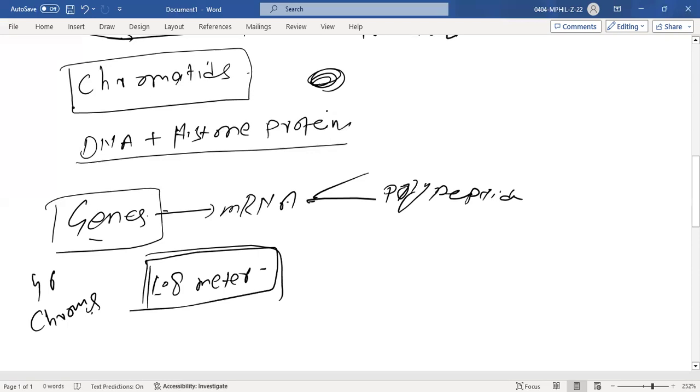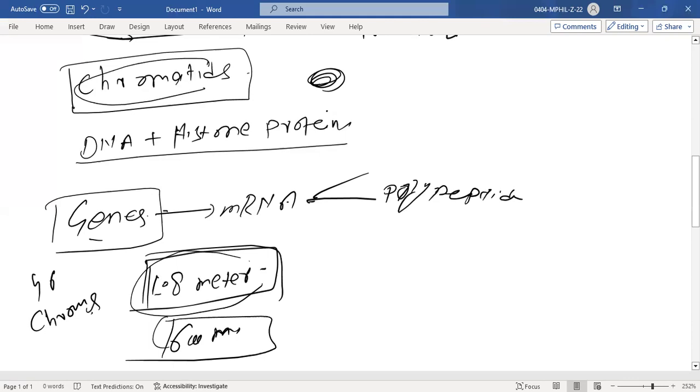And it is packed in 6 micrometer size in the nucleus. You just imagine 6 micrometer, where it's 1.8 meter and it is in 6 micrometer. So this long thread is accommodated in a very small space, that is 6 micrometer. Why? How? Because of this condensation, this chromatid formation, right? Are you getting this point?